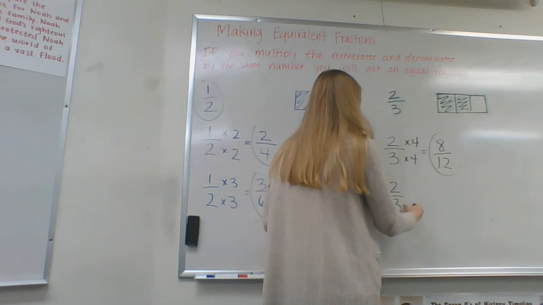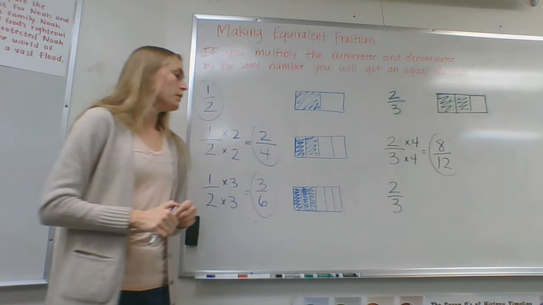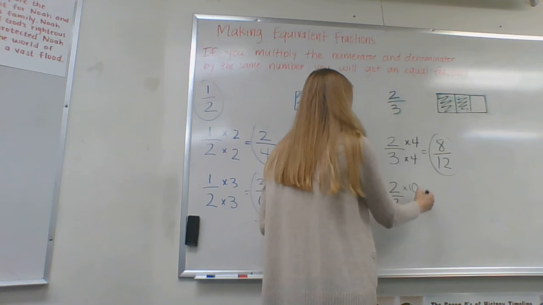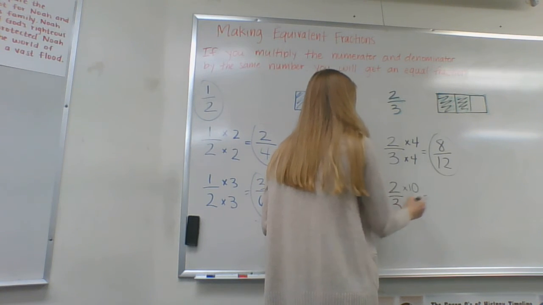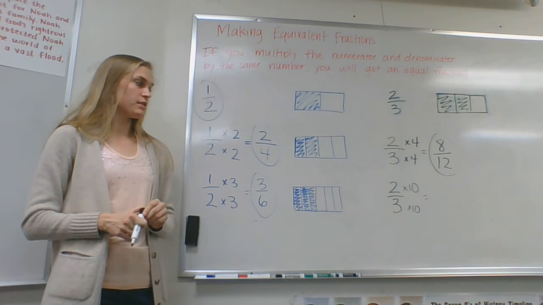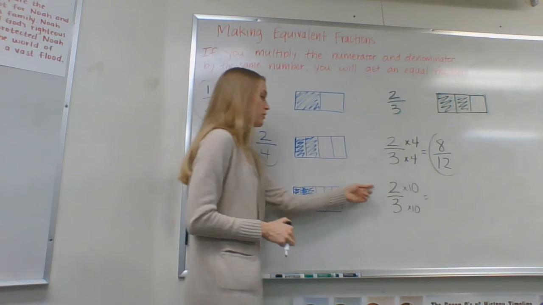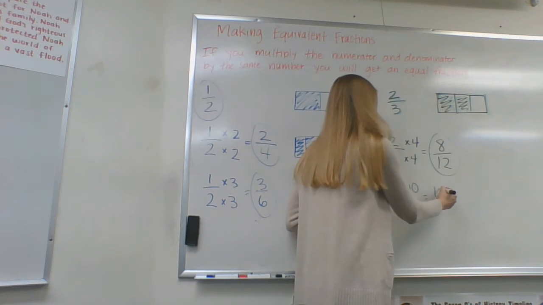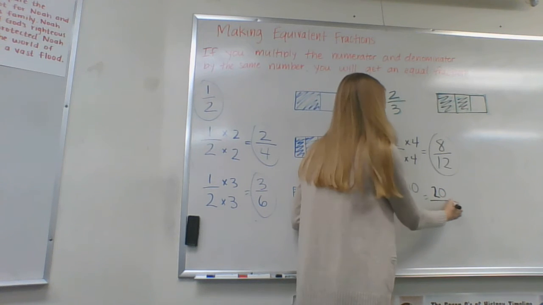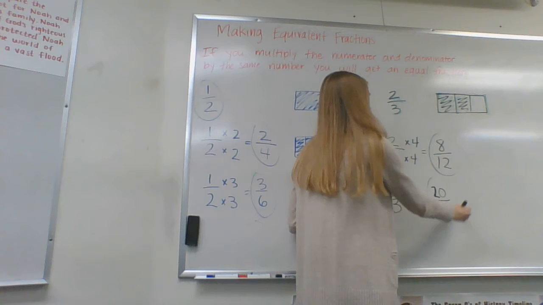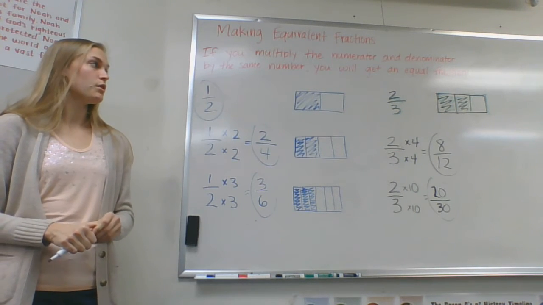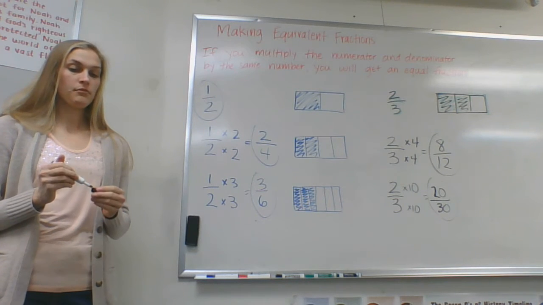We'll do one more with 2/3. I'm going to go with 10. If you multiply the top by 10 and the bottom by 10, then you're essentially multiplying by 1, which will give us something that equals 2/3. So 2 times 10 is 20, and 3 times 10 is 30. So 20/30ths also equals 2/3. All right.